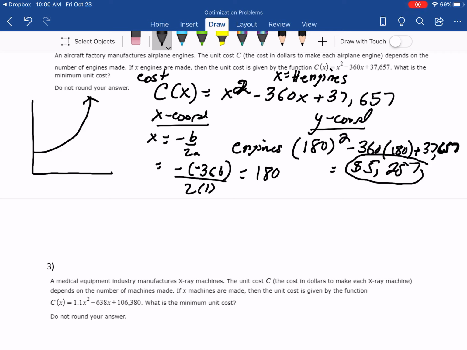The question says, what is the minimum unit cost? If the question asked, what is the level of production at which cost is minimized, then your answer would be 180. So you've got to keep in mind, are they asking for cost or are they asking for engines?